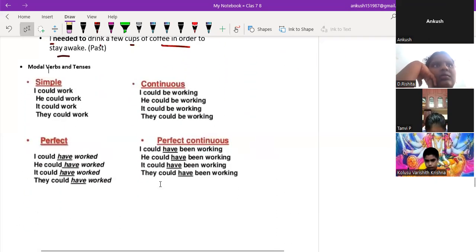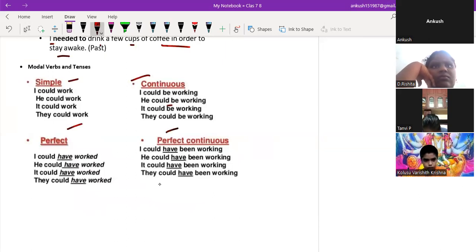Modal verbs and tenses like simple, continuous, perfect, and perfect continuous.